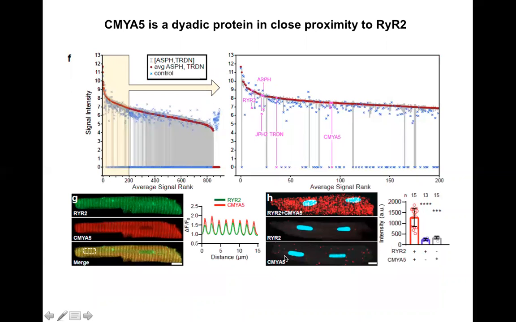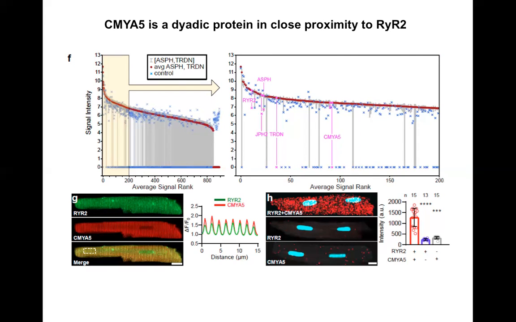After mass spec analysis, we overlapped the candidates from the two sensor plus biotin groups, excluded those that also appeared in the control group, and then performed enrichment analysis. We found many classic dyadic proteins like RYR2, junctin, and so on, supporting the efficiency of our approach. Among the candidates, we found CMYA5 as a less studied protein.